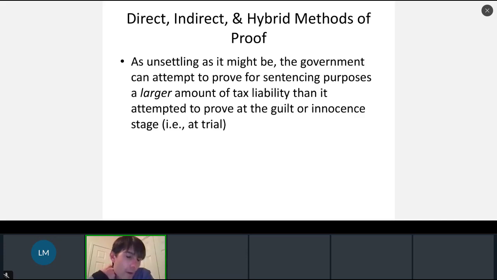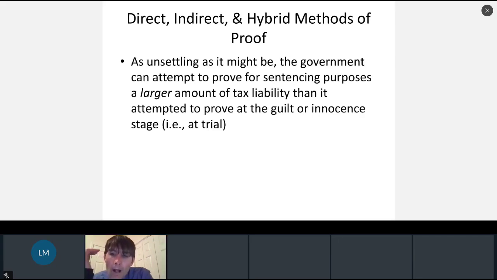So right now, it's very important in your mind to distinguish between the trial phase of a criminal tax case and the sentencing phase of a criminal tax case. The reason being is because, yes, the government can sometimes play fast and loose here, and it's all legal. There's nothing that prohibits the government from doing so. So these cases do turn into chess matches. The government may have a very direct, open and shut case on a certain amount of tax liability.